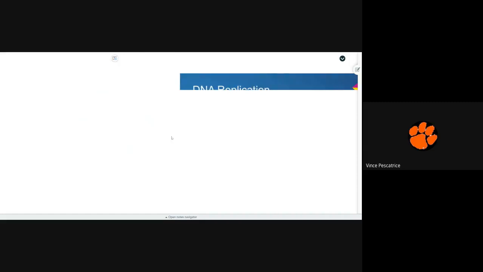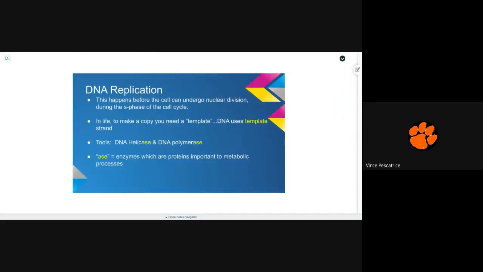All right, and the last slide for the notes anyways. This happens before the cell can undergo nuclear division. So during S phase, it takes the template of a cell is what happens. So before it can undergo division, this stuff happens in the S phase of a cell. You need to make a copy.